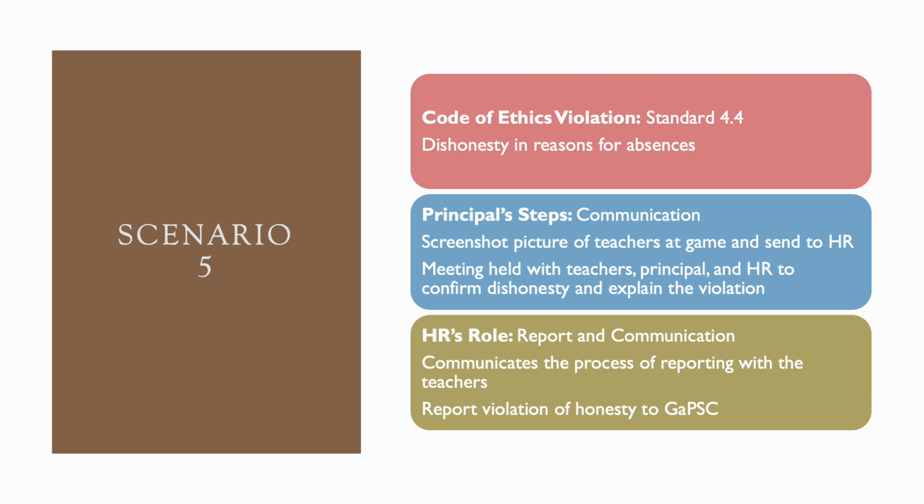As a principal, I would screenshot the picture of the teachers at the game, send it to Human Resources and make sure they were aware, and then plan to meet with the teachers and Human Resources to confirm the dishonesty that they displayed and explain the violation and why it was wrong and against the Code of Ethics. The Human Resources Department then would communicate the process of reporting with the teachers so they were aware of what the steps would be, and then report the violation of honesty to the Georgia Professional Standards Commission.